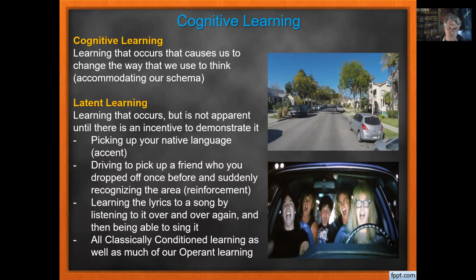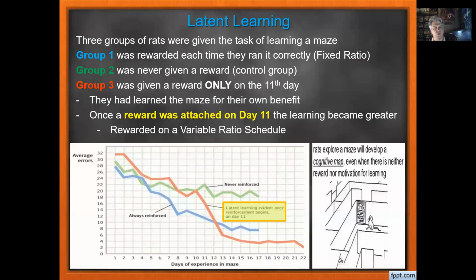All classical conditioning learning is latent learning, and most of our operant learning is also latent learning. Very little of what we do are we studying. We're not really studying just who we become and how it develops our personality and everything else. Not a lot of studying is involved in that.